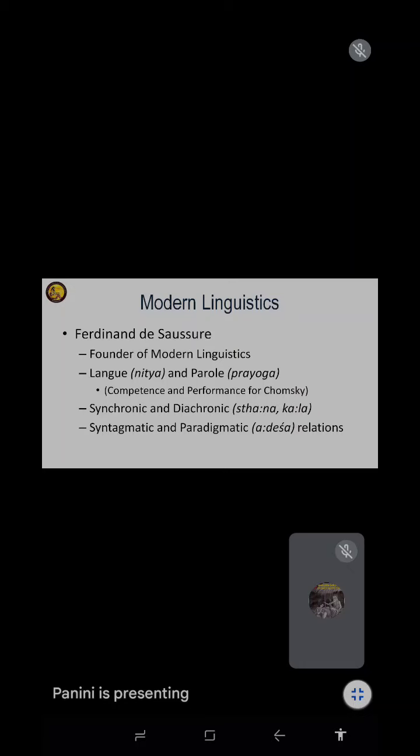There are exceptions everywhere, but the exceptions come more in the spoken form. That is why linguists insist, and we are going to see how. I will show you the difference between comparative philology and modern linguistics. So syntagmatic and paradigmatic relations. He brought out three points which very much concern Panini's grammar. That also we will try to cover whenever we come to it. Next, please. So this is modern linguistics.